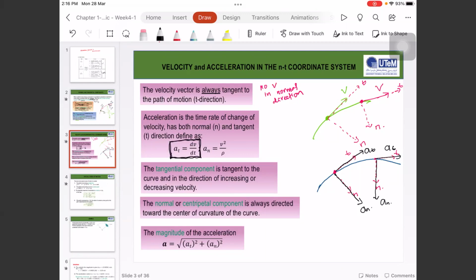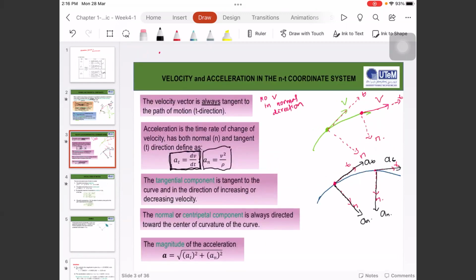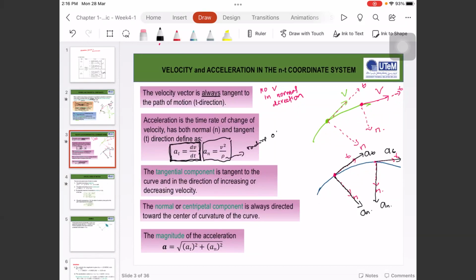A normal is defined as v squared over rho. Rho is the radius of curvature. So the tangential component is tangent to the curve, and its direction is increasing or decreasing velocity. The normal is always directed towards the center of curvature of the curve.